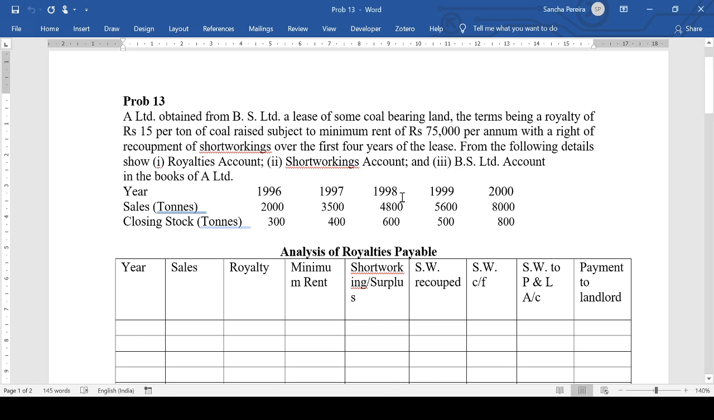A Limited obtained from BS Limited a lease of some coal-bearing land, the terms being a royalty of rupees 15 per ton of coal raised, subject to a minimum rent of rupees 75,000 per annum, with a right of recoupment of short workings over the first 4 years of the lease. So these are the terms and conditions. So A Limited obtained from BS Limited. So BS Limited here becomes the landlord and A Limited here becomes the lessee.